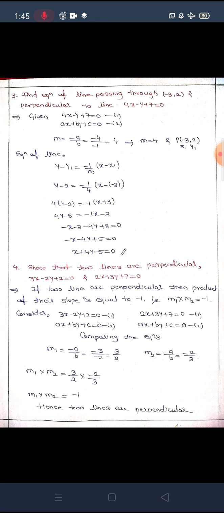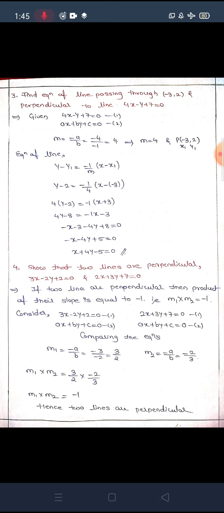So now you have m as well as the point x and y. Write the equation for the perpendicular line. That is y minus y1 is equal to minus 1 upon m times (x minus x1). Now substitute the values, that is in step number 3: 4 times (y minus 2) is equal to minus 1 times (x plus 3). Expand the bracket. That is 4y minus 8, minus 1x minus 3. Now take all the terms to the RHS. That is minus x minus 3 minus 4y plus 8 is equal to 0.